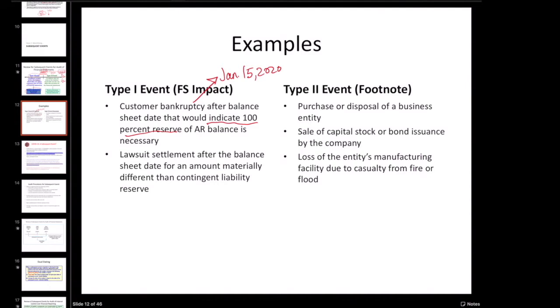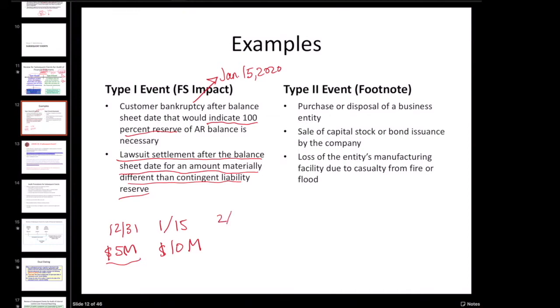Okay, another example of a type 1 event would be if we had a lawsuit settled after the balance sheet date for an amount materially different than the contingent liability we recorded. So let's say as of 12/31, I had a lawsuit where I had the contingent liability and the litigation expense recorded at $5 million. Then on January 15th, this lawsuit settles for $10 million.